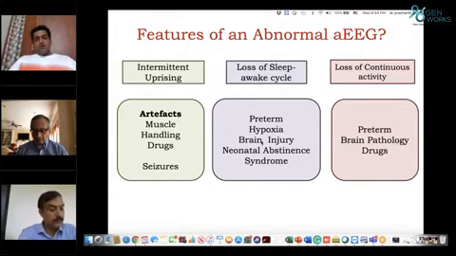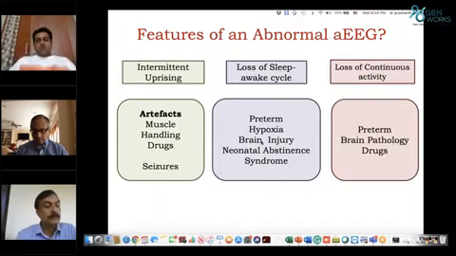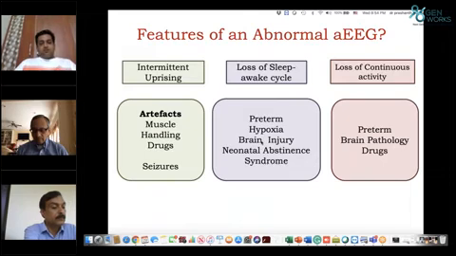And one more pattern is loss of continuous activity. As we had a question poll on this, the lesser the prematurity, basically, the less continuous activity we have. The less premature, the more continuous activity.